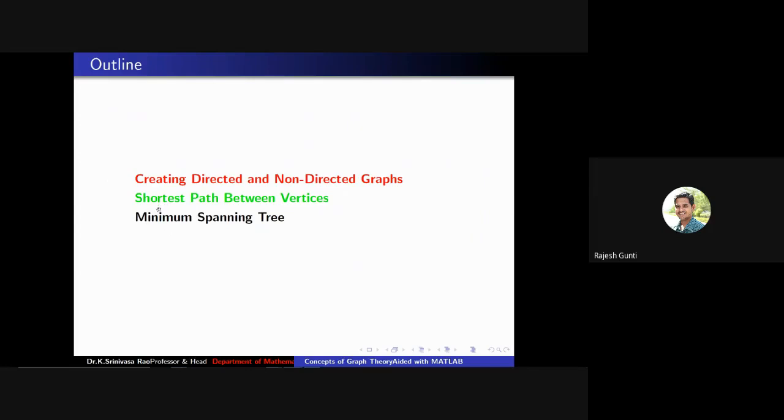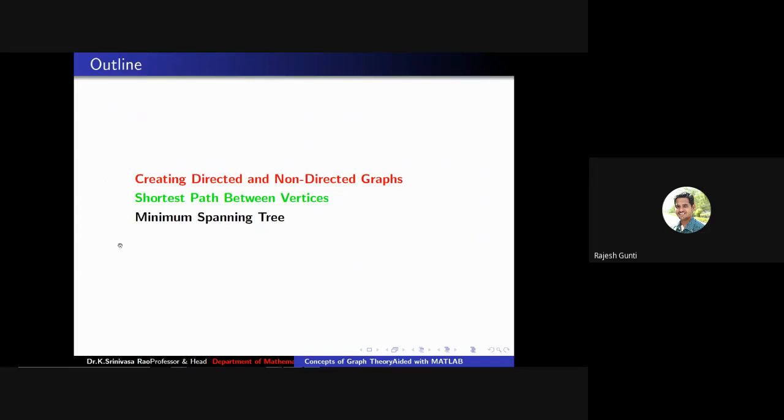So straight away, I'll start the topic. It is very difficult to explain theory as well as application. I will give a brief introduction about minimum spanning tree. I will try to find the minimum spanning tree using MATLAB. Similarly, the shortest path between vertices, that is, the shortest distance.